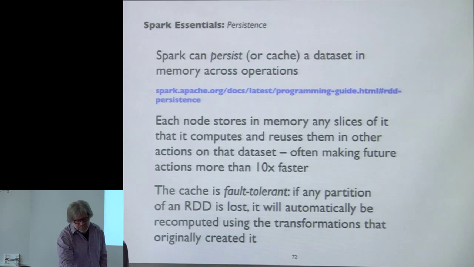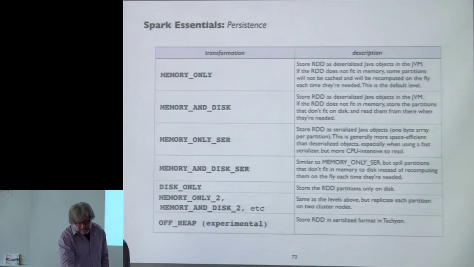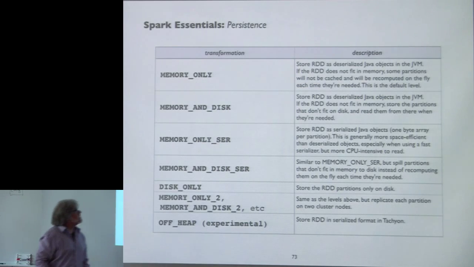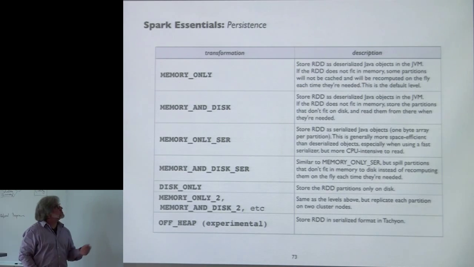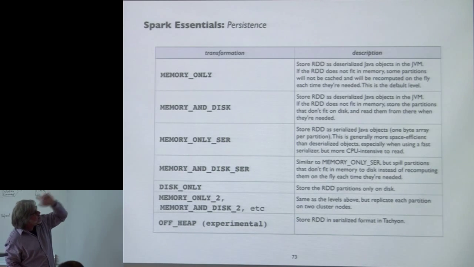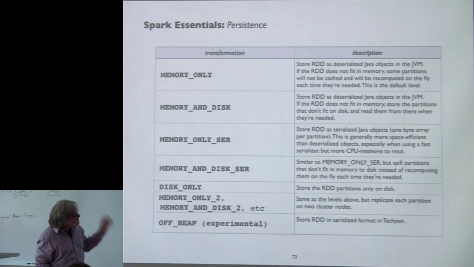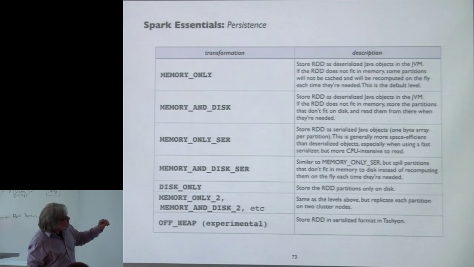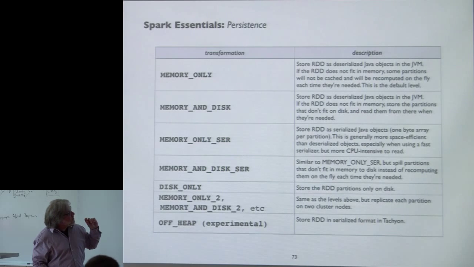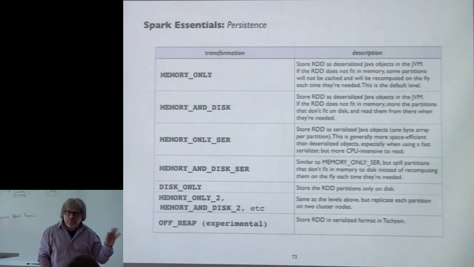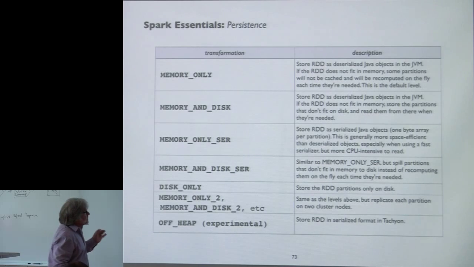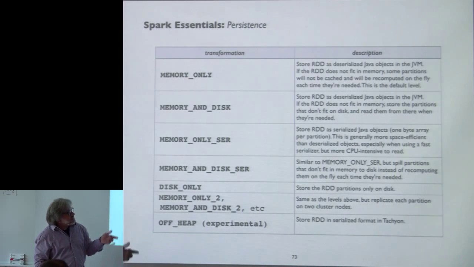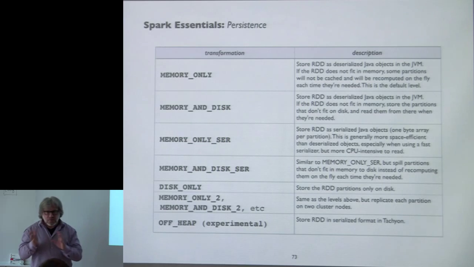Persistence is what we talked about in terms of caching. And there's a few flavors of this. By default, the cache function that I'd used before is memory only. So what that says is store the RDD as deserialized Java objects. If they don't fit in memory, the partitions that aren't able to be cached will be recomputed on the fly every time they're needed. And this is the default. So if I can't fit the whole RDD partition into memory on a worker, then I'll just recompute the parts that I don't have.